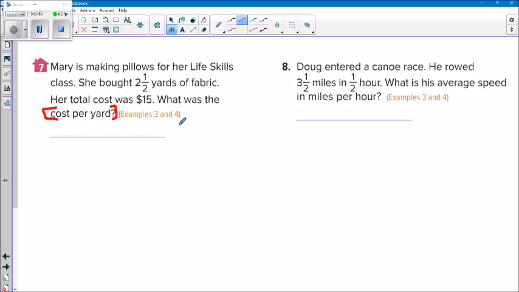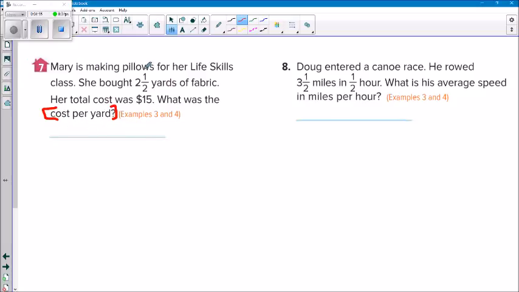We box that in using our math close reading skills. Boxing it in shows you what you need. When it says cost per yard, it's telling you how to set up the question. Cost per yard. So you need to do the cost divided by the yard. This is going to be a unit rate.